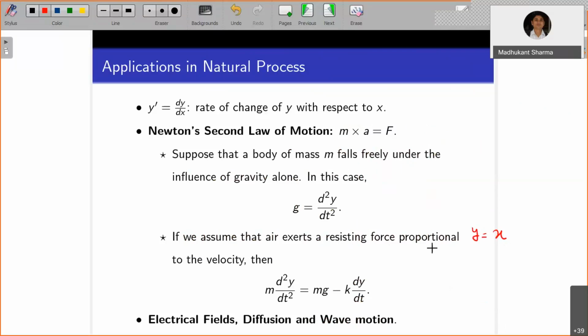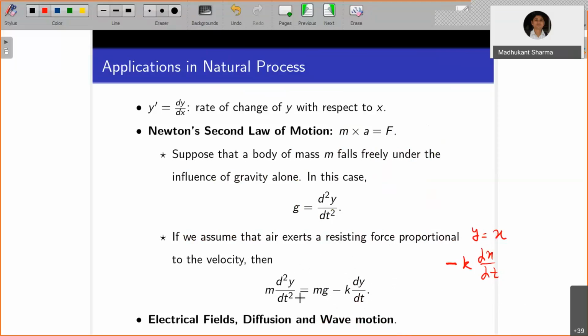Okay, so what it is saying is that air exerts a resisting force proportional to the velocity. Velocity is dx by dt, and it is proportional, so it is multiplied by some constant, and since it is falling down, the negative sign will be there. So the total force is the mass times gravity minus this force. Right now I can comment that this is a second order differential equation.